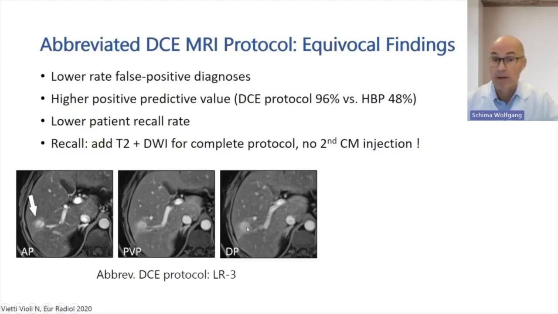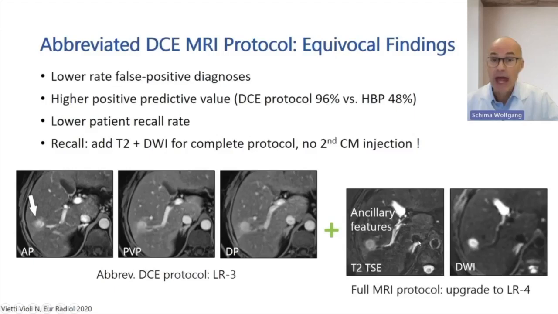So according to the abbreviated protocol, this would be a LIRADS 3 observation. You bring back the patient and you add T2 and diffusion, and you see these ancillary features, which would mean an upgrade to a LIRADS 4, but you don't need a second injection.